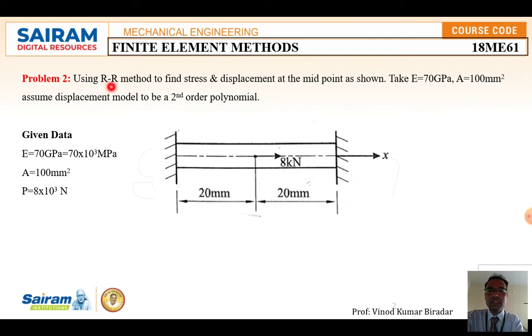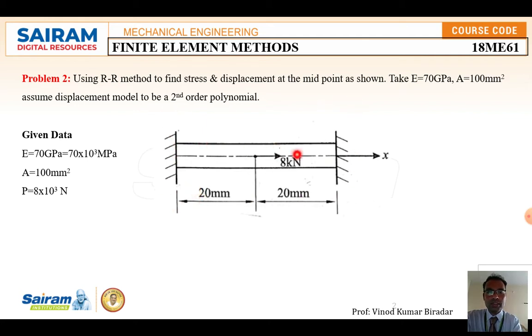Using the Rayleigh-Ritz method, find the stress and displacement at the midpoint as shown in the figure below, and take Young's modulus as 70 gigapascal and area equal to 100 mm square, and assume the displacement function to be a second order polynomial. So you have to calculate the stress and displacement at the middle point of this bar. Look here, the bar is given.